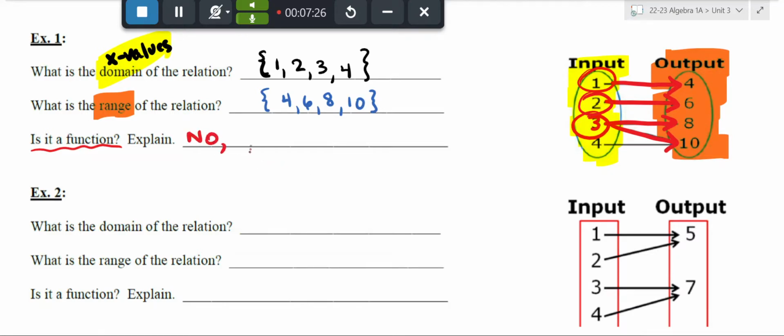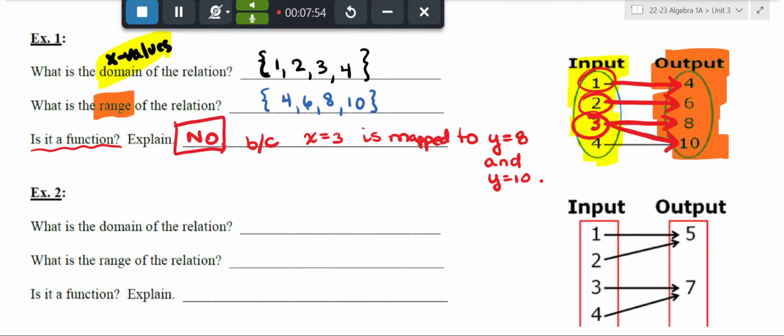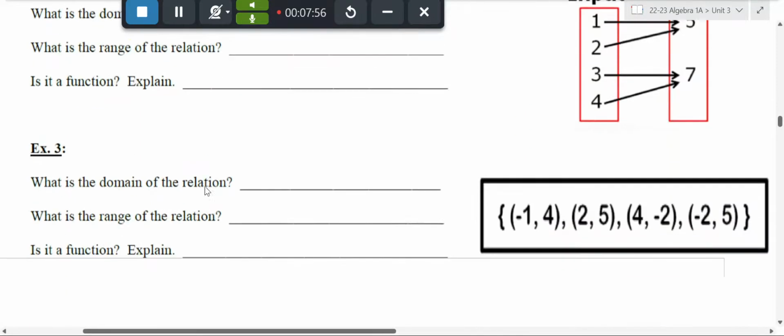No. Why? Because x equals 3, or input 3, is mapped to y equals 8 and y equals 10. So that's not allowed. Every x can only have one mapping, and this one has two mappings, so ergo, no, it's not a function. All right, let's try this again.